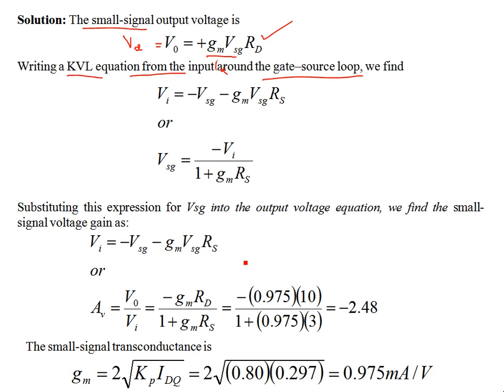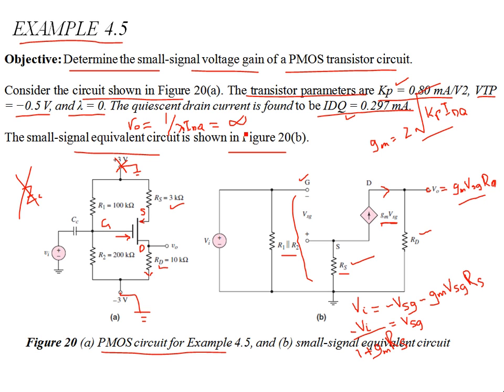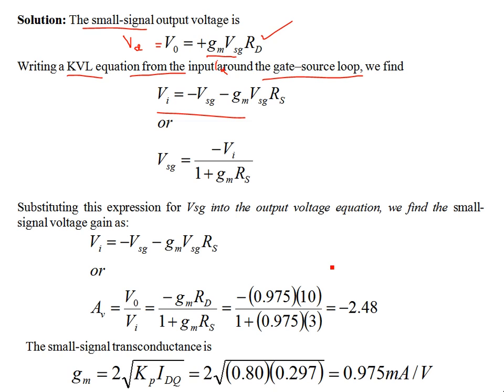So we have this expression over here. This is the KVL that you apply in the circuit. You include this VSG and the voltage drop across RS, add them up, and then you have this VSG in terms of the input signal voltage. That's given as minus VI over 1 plus GM RS.